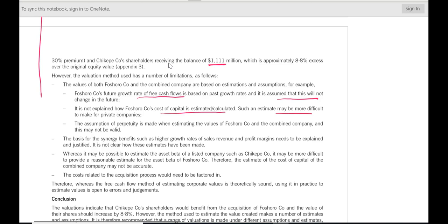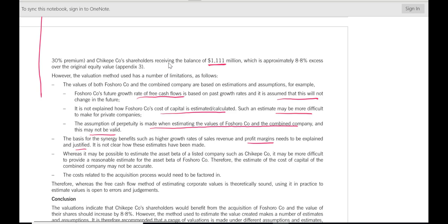So we are assuming that this cost of capital will truly reflect the required return of the investors. The assumption of perpetuity is made when estimating the value of F company and the combined company. This may not be valid. We are assuming that the company will continue for the foreseeable future, but it depends. The basis for the synergy benefits, such as higher growth and profit margin, needs to be explained and justified. Why are we taking 20%, and why is there a growth of 5.6% for the foreseeable future? It is not clear here, but we are assuming.